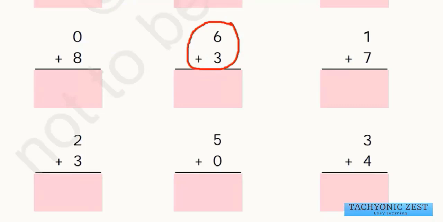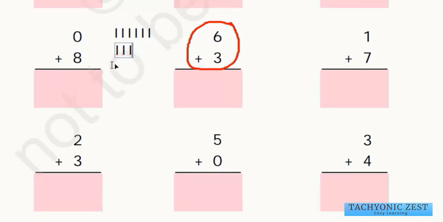So to find out 6 plus 3, what we will do is we will again use the sticks method. So first we have 6. So we have 6 sticks. So 1, 2, 3, 4, 5, 6. Now we will add 3 more sticks to this. So let's add 3 sticks. So 1, 2, 3.